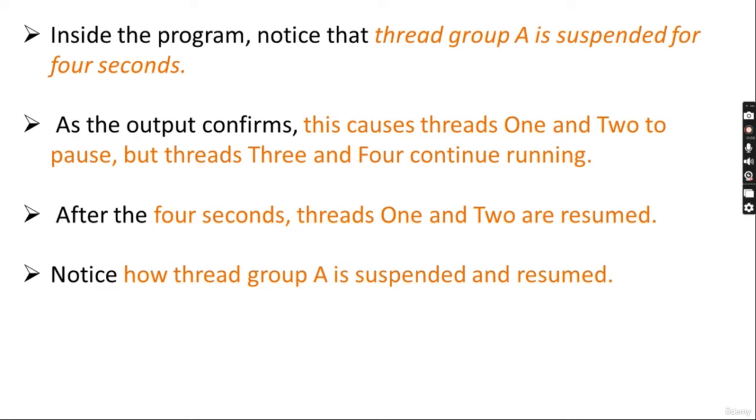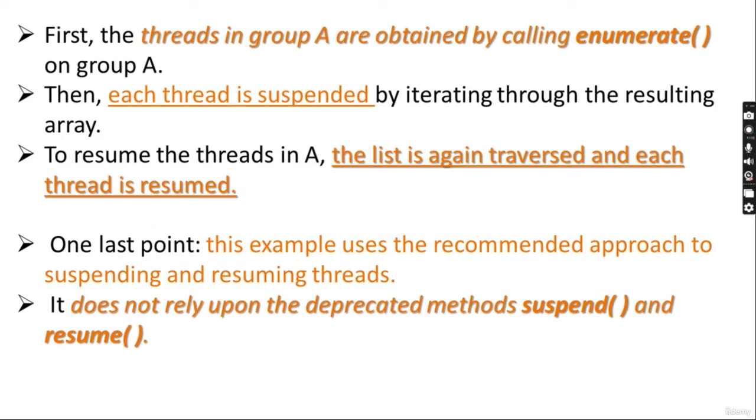Thread group A is suspended for 4 seconds as the output confirms. This causes threads 1 and 2 to pause, but threads 3 and 4 continue running. After 4 seconds, thread 1 and 2 are resumed. And how thread group A is suspended and resumed, we have already seen. Threads in group A are obtained by calling enumerate on group A.